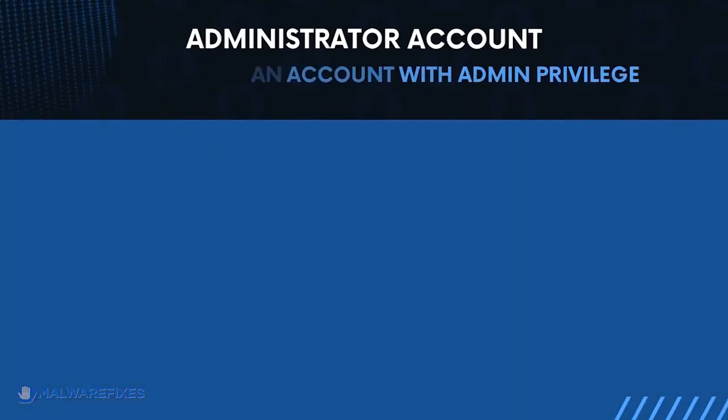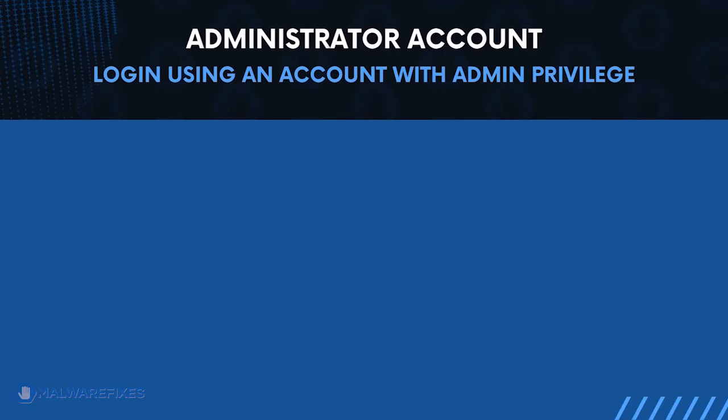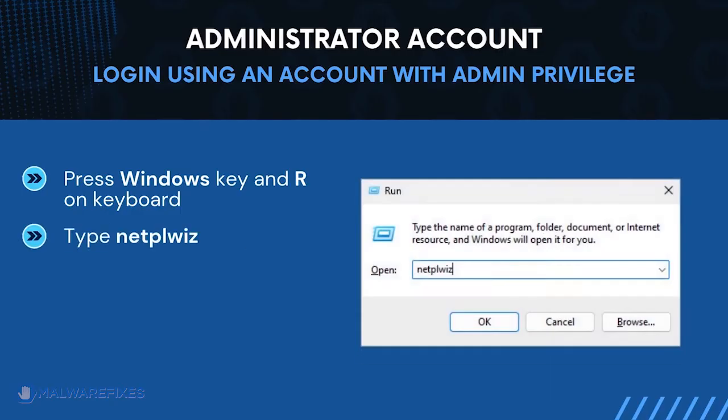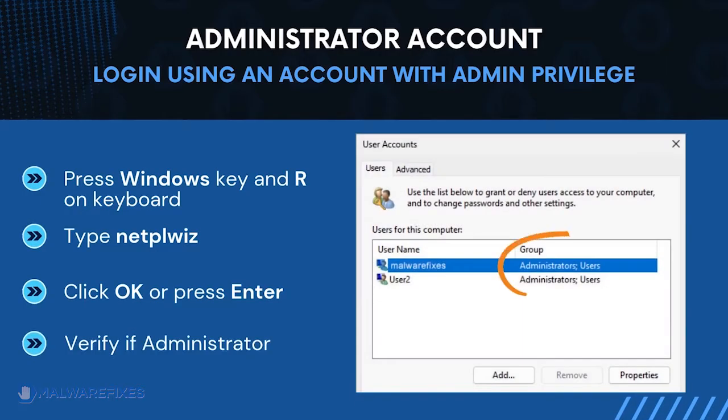Before we begin, make sure that you are logging in with an administrator account. To check for this, press the Windows key and R on your keyboard. Then type netplwiz in the field. Click OK or press Enter on your keyboard. The User Accounts window will display. It will show if the current account is an administrator. After confirming that your account is an admin, we can now proceed to the procedures.